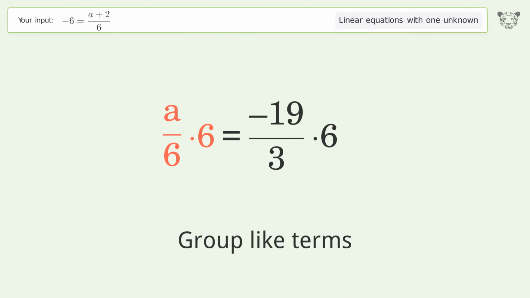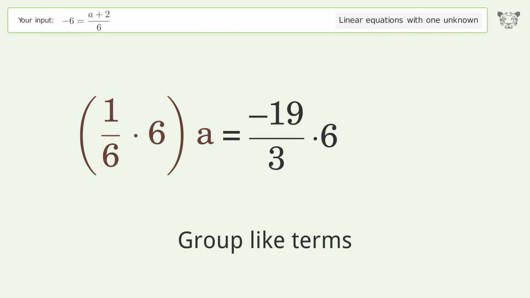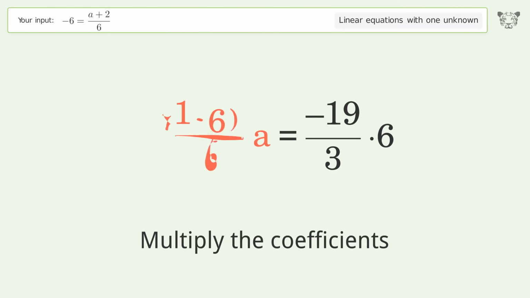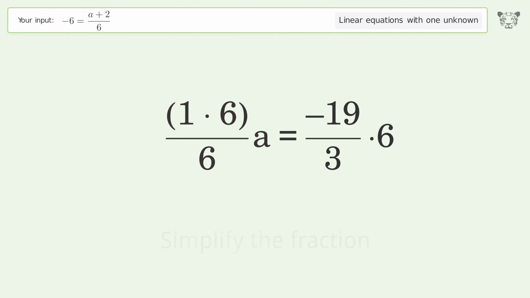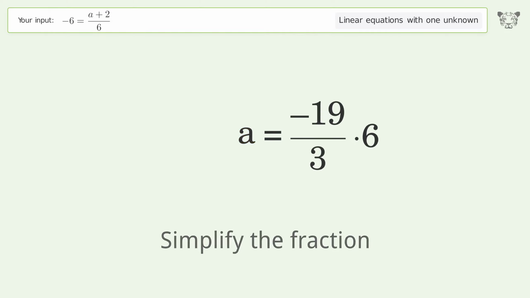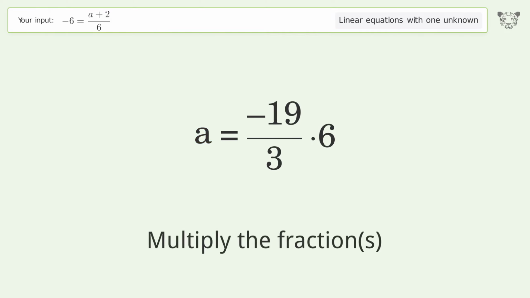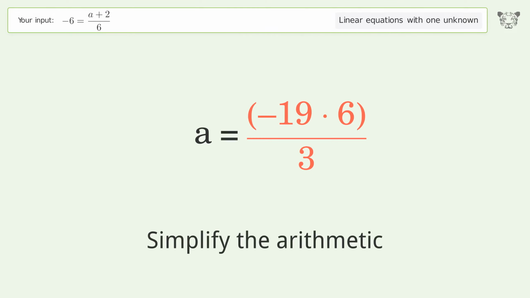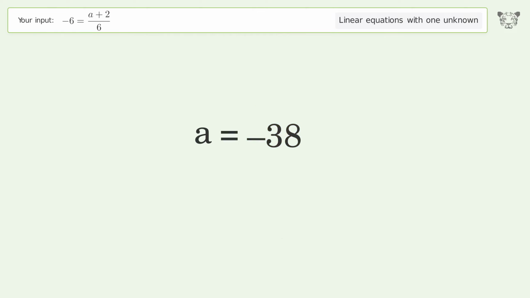Group like terms. Multiply the coefficients. Simplify the fraction. Multiply the fractions. Simplify the arithmetic. And so the final result is a equals -38.